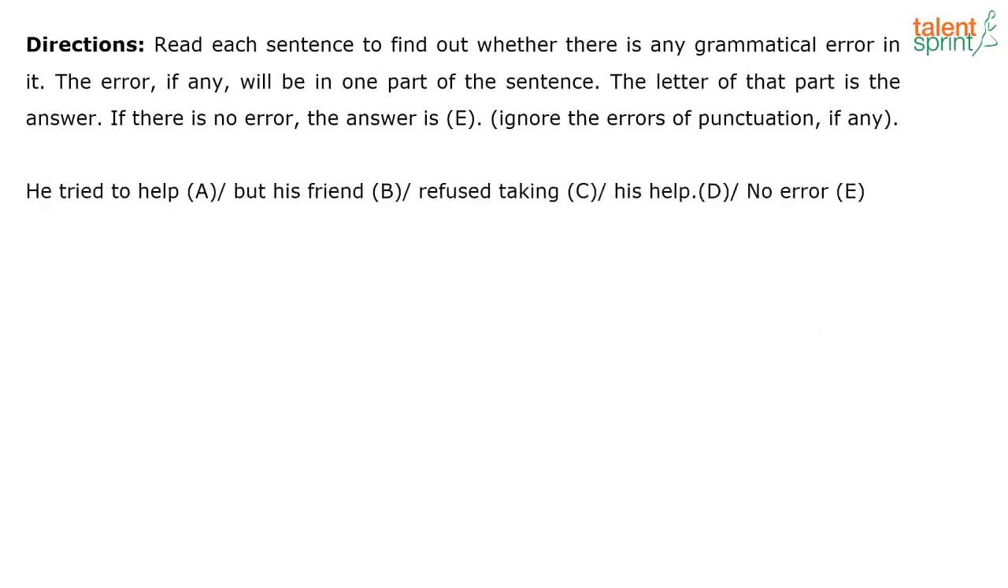He tried to help, but his friend refused taking his help. Where is the error? Give me the part that has the error and tell me what the clue word is. Simple, that's the way to go. So you're right when you say the error is in part C, no doubt. What is the clue word? The clue word is refused, right? Always somebody is refusing to do something.